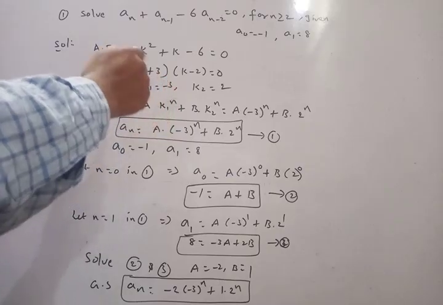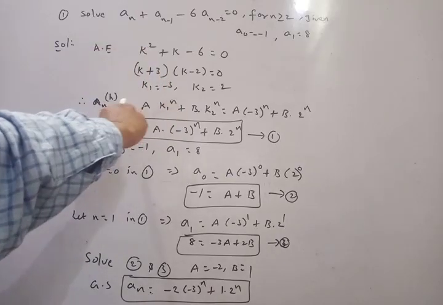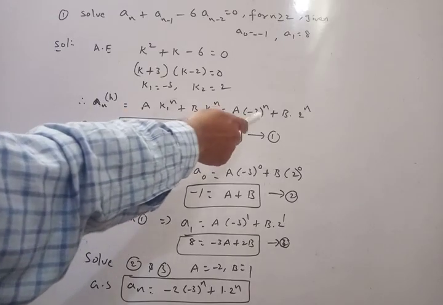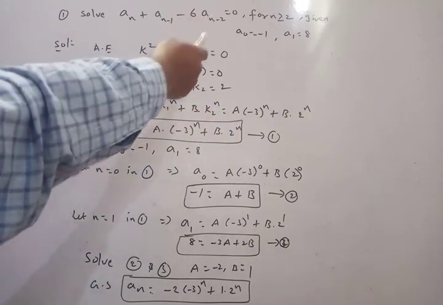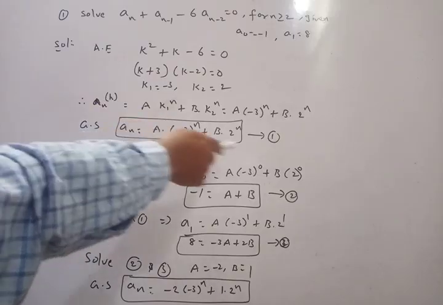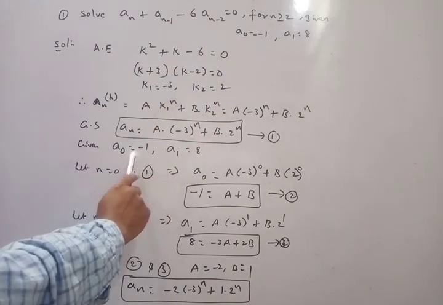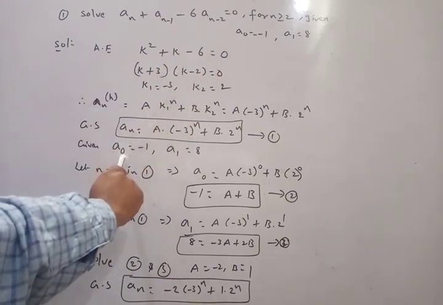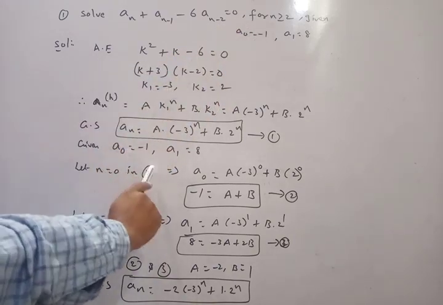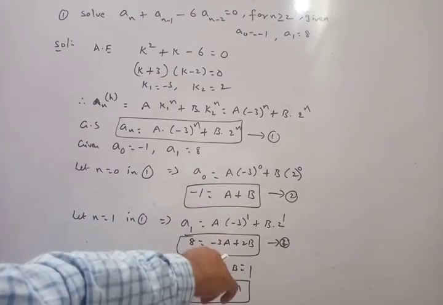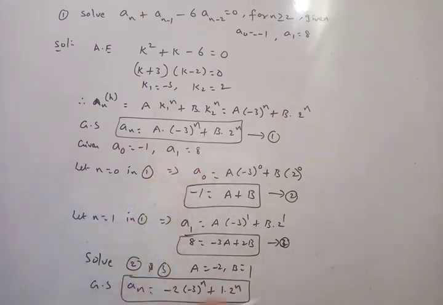So that is the auxiliary equation, then you get the roots, then the complementary function. So a_n^(h) is what? This one. Otherwise, here there is no right side term, so you can directly take it as a_n. After getting a_n, use the given conditions: substitute n is equal to 0, you get a_0; substitute n is equal to 1, you get a_1, and you get equations in terms of the constants a and b. Solve these two equations, get the values of a and b, and substitute here.